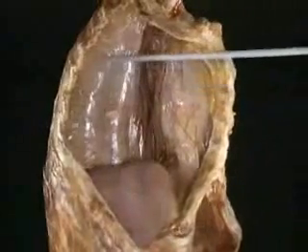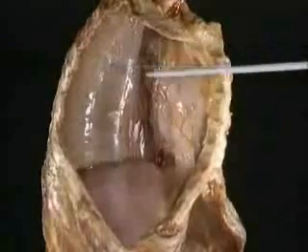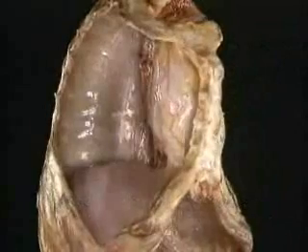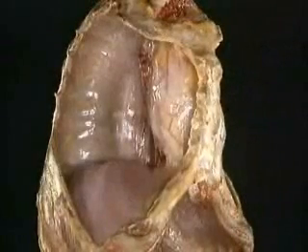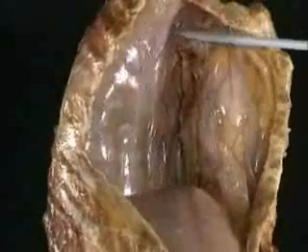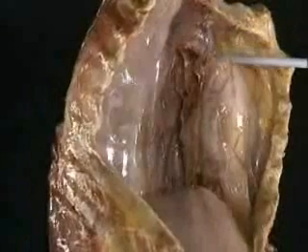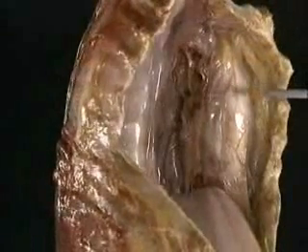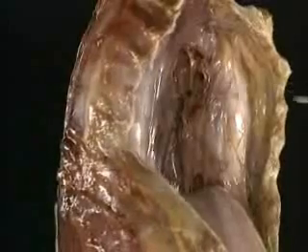This glistening layer of smooth lining tissue is the pleura, also called the pleural membrane. It forms a complete lining for this cavity, which is called the pleural cavity. Here, the pleura is reflected off the vertebral bodies and onto the mediastinum. Here, behind the sternum, the pleura continues round onto the front of the chest wall.